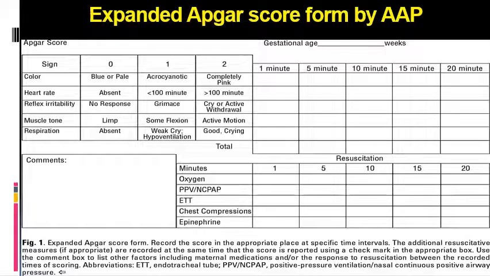And below that you can see resuscitation also. When we are performing the resuscitation at 1 minute, 5 minutes, 10 minutes, 15 minutes and 20 minutes, you're going to see the oxygen saturation level, positive pressure ventilation, ETT also sometimes, chest compressions, and the administration of epinephrine. So this is the expanded Apgar score form recommended by the American Academy of Pediatrics.